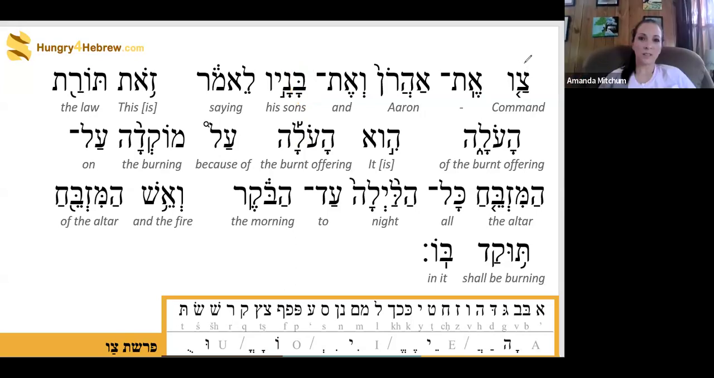Tzav et Aharon ve'et banav lemor zot Torat ha'ola hi ha'ola al mokda al hamizbeach kol halayla ad boker ve'esh hamizbeach toked bo.